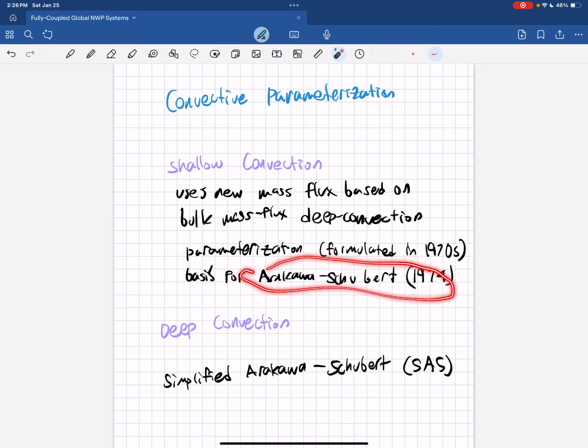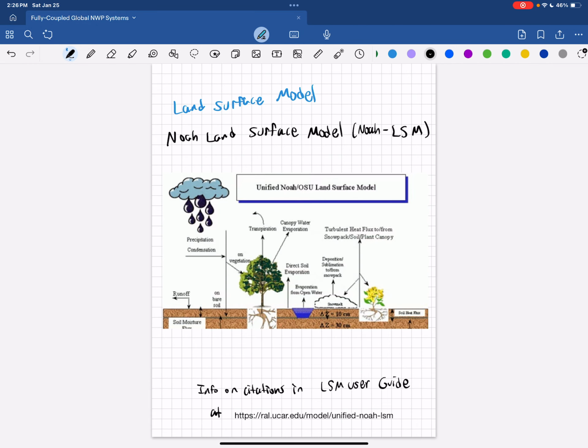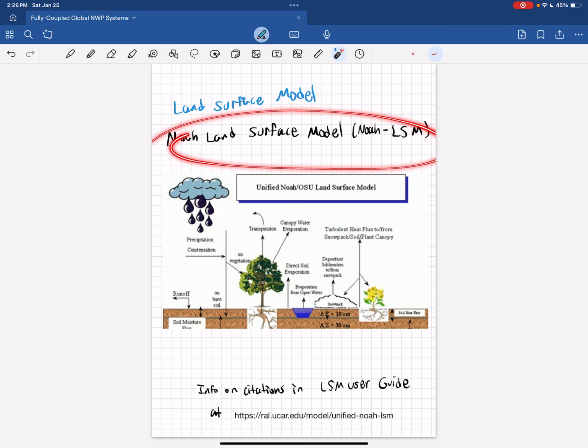And these parameterizations formulated in the 1970s were a basis for the Arakawa-Schubert 1974, which is one of the main bulk mass flux deep convection parameterizations. And then for deep convection for GFS, they use the simplified Arakawa-Schubert scheme, SAS. As for the land surface model, they use the NOAA land surface model, or NOAA LSM.